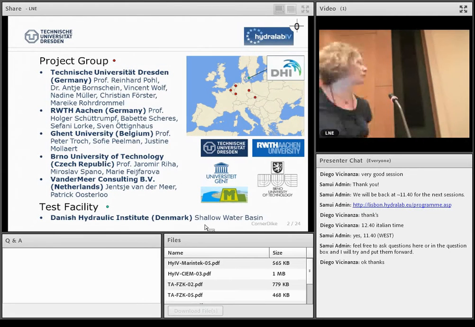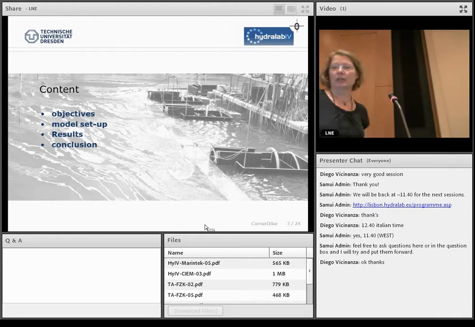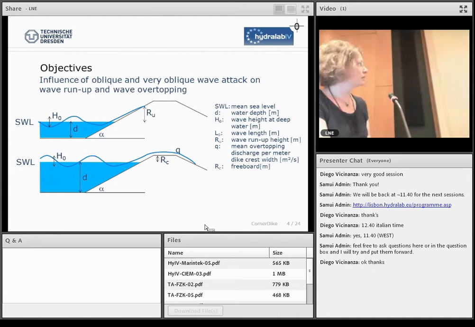I would like to give you a short overview about the objectives of our project, the model setup, and some preliminary results, and of course a short conclusion. So we investigated wave run-up and wave overtopping, and you can see in these two sketches here which parameters influence wave run-up and wave overtopping. Of course, these wave characteristics are important, wave height and wavelengths and so on. And on the other hand, the dike characteristics or the characteristics of the structure. In our case, it was a sloped dike, and here mainly the slope angle and the freeboard height.